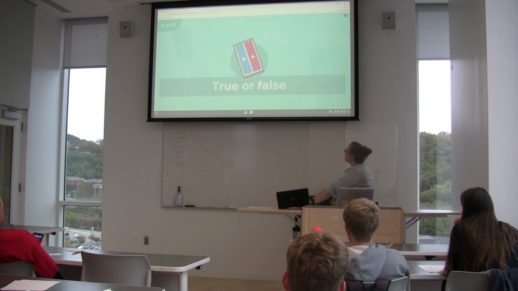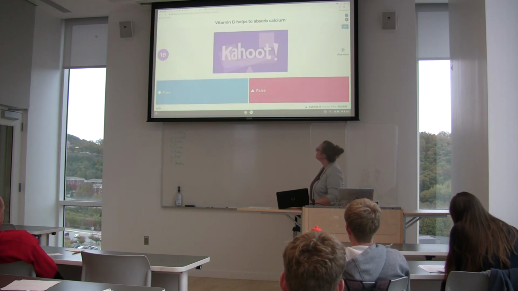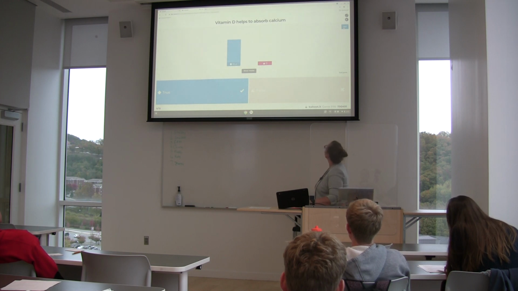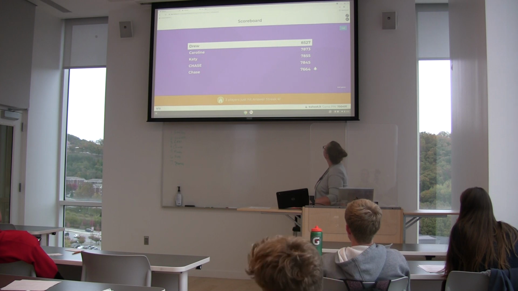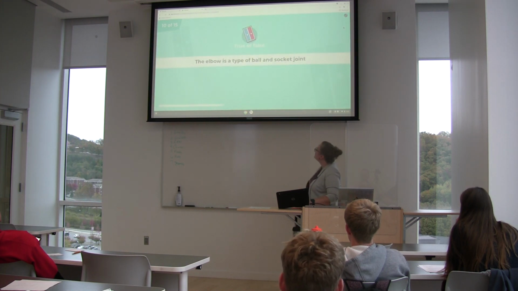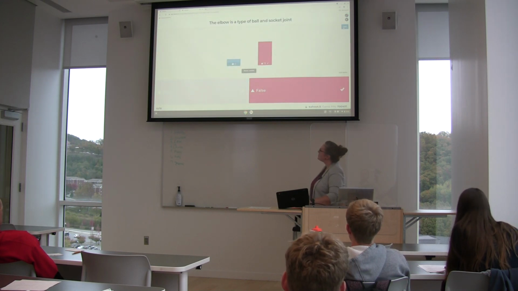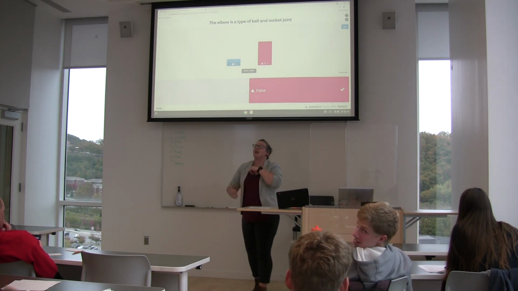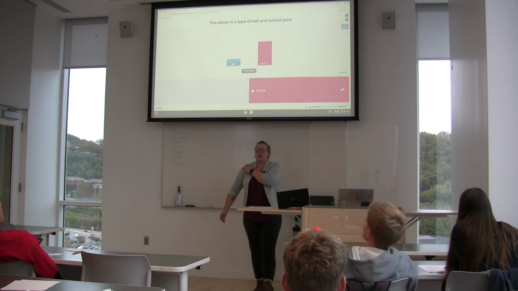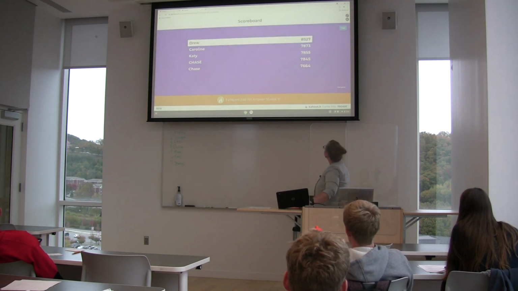Good job. So remember, our elbow is a type of hinge joint because it opens and it closes. Our ball and socket is our shoulder joint because we get a lot of that range of motion.